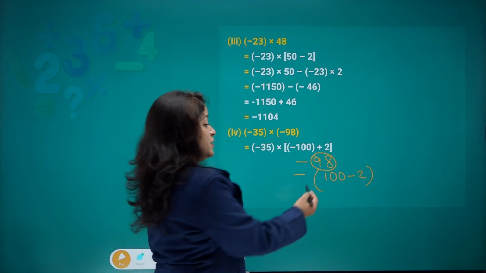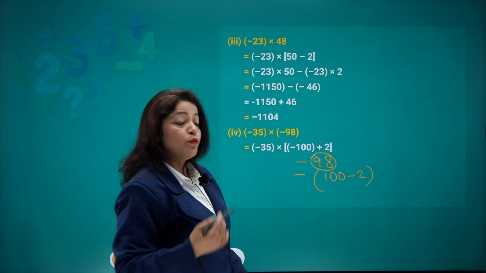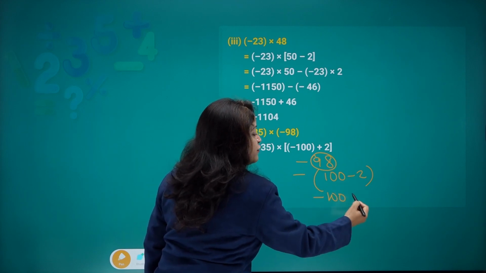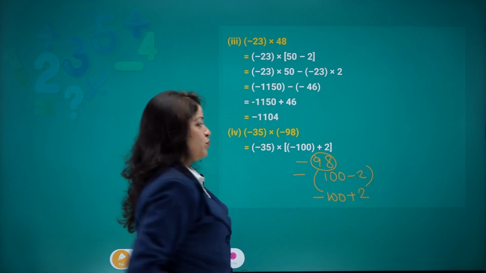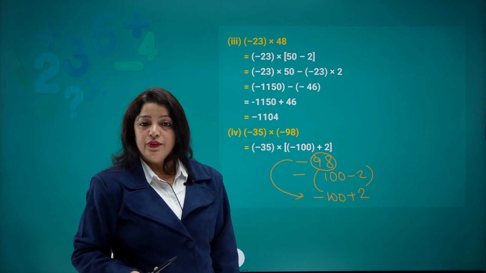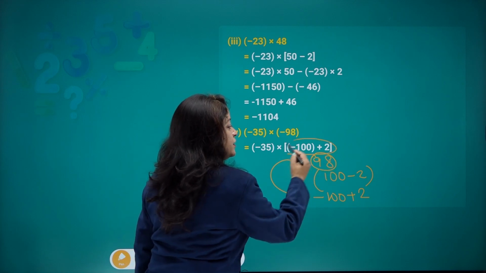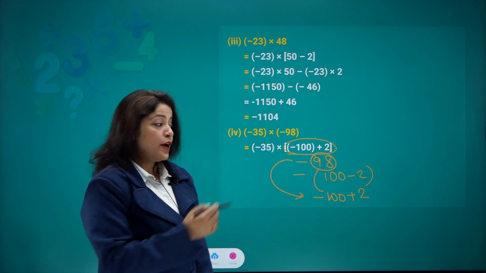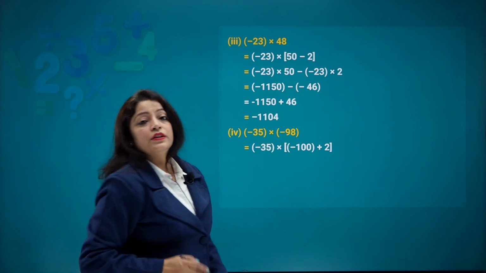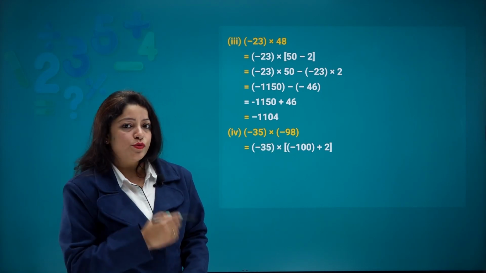Now, since there is a minus sign before the bracket, what happens? If it opens, it becomes minus 100 and the sign of minus 2 will now become plus 2. So how can you write minus 98 as minus 100 plus 2, which is written here in this bracket? Okay, I hope this is also clear how you can write this thing. So minus 98 is written in this way. Now apply the distributive property.